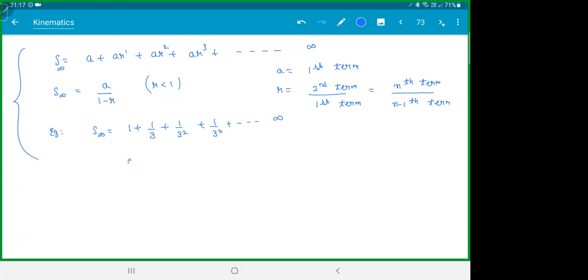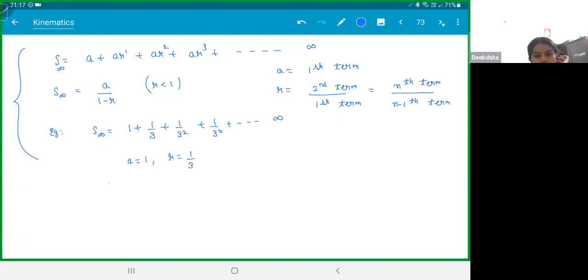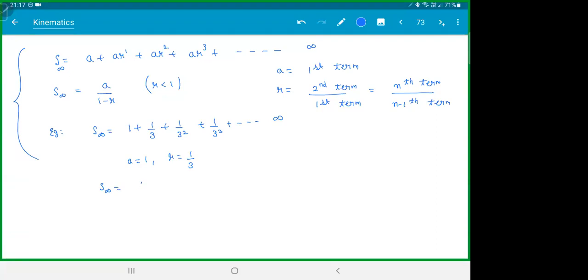So in this example, a is 1, the first term. What is r here? Every time it is getting multiplied by what factor? 1 by 3, 1 by 3, 1 by 3. So this S of infinity will be a by 1 minus r, which is 1 by 1 minus 1 by 3. This is 3 by 2. Means if you add all of this, you get 3 by 2.